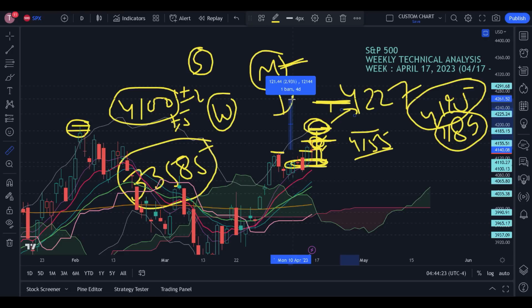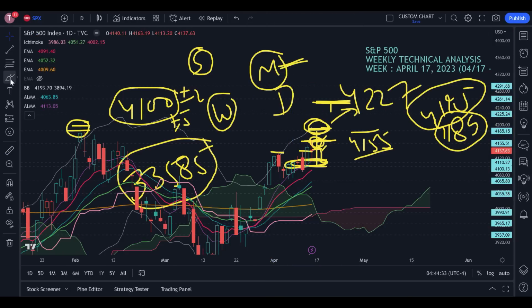4260 will be around 3%. 4265 and 4291 will be around what? 4291 will be approximately 4%. No, next week we are not anticipating 4%. 2% to 3% is okay, not a problem. That means around 4227, yes, it can.